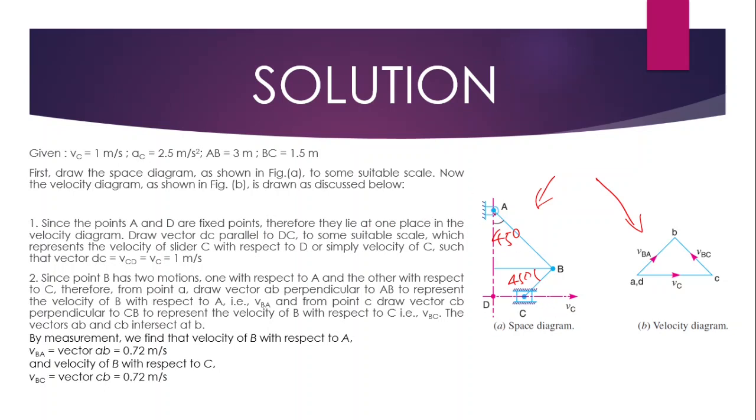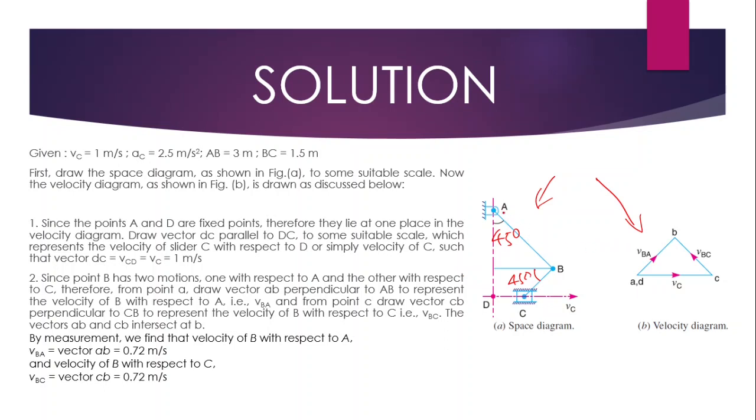We can fix this point and we can draw link AB, which is inclined 45 degree with vertical direction. Then we will get that point B. Then we can draw another link BC, which is inclined 45 degree with horizontal direction. Then we will get this particular point C. Then we can draw the slider at that particular point, and we can easily draw this space diagram.